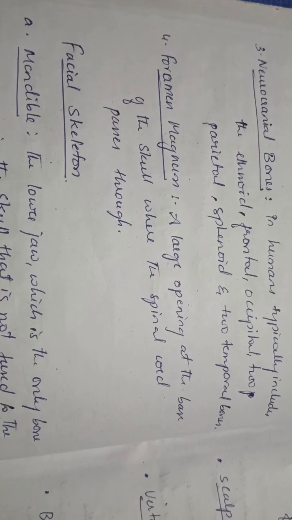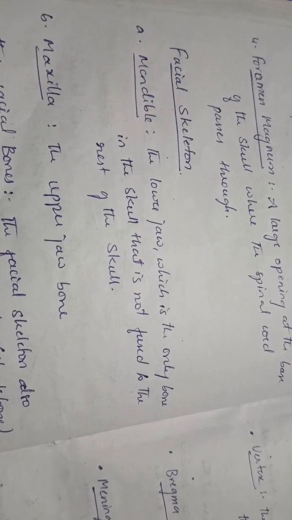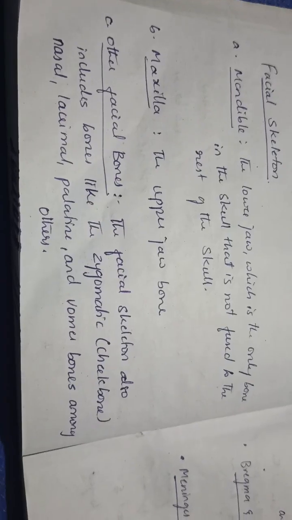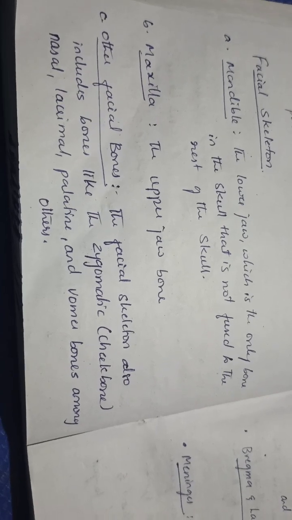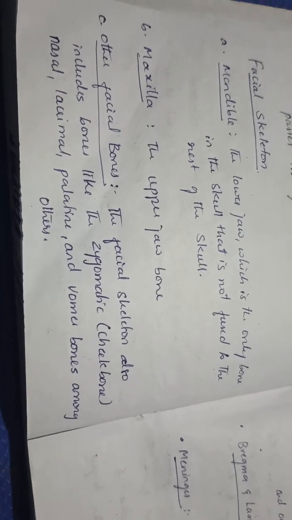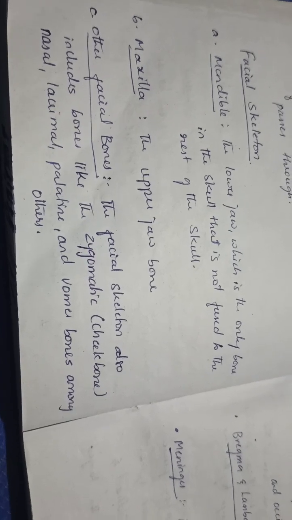Foramen magnum, a large opening at the base of the skull where the spinal cord passes through. Facial skeleton. Mandible, the lower jaw, which is the only bone in the skull that is not fused to the rest of the skull. Maxilla, the upper jawbone. Other facial bones. The facial skeleton also includes bones like the zygomatic, that is the cheekbone, nasal, lacrimal, palatine, and vomer bones, among others.